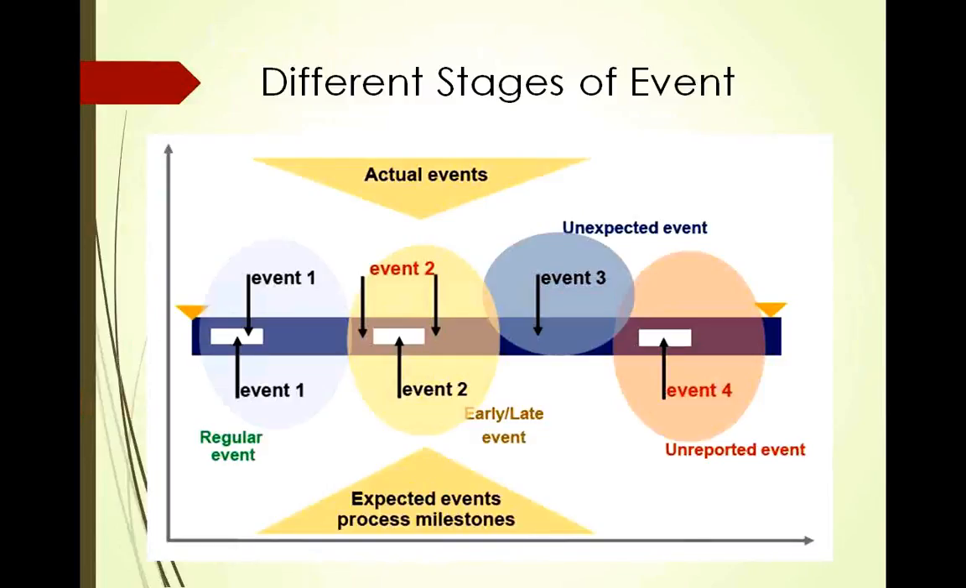An unreported event: for example, with proof of delivery, you are going to report that event, but it is still not reported. That is called an unreported event. Clear?